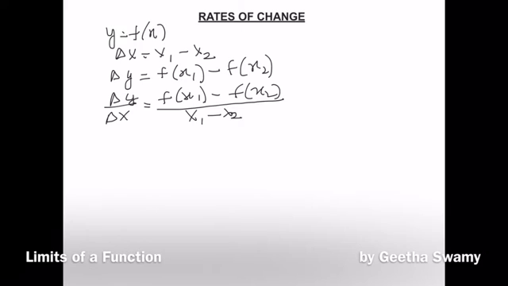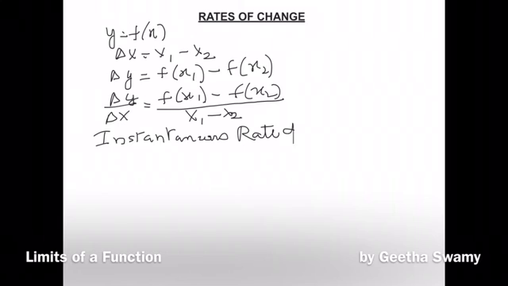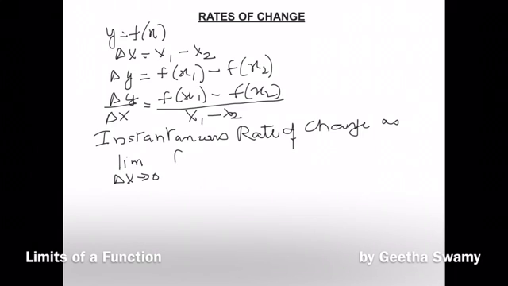The limit of this average rate of change as delta x tends to 0 is called the instantaneous rate of change of y with respect to x at the point x is equal to x1. This is the same as the slope of the tangent to the curve at the point x equals x1, as we had seen in the previous slide. Therefore, now we have the instantaneous rate of change as limit delta x tending to 0 of f of x1 minus f of x2 divided by x1 minus x2.